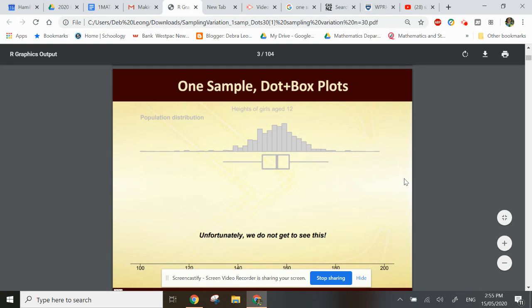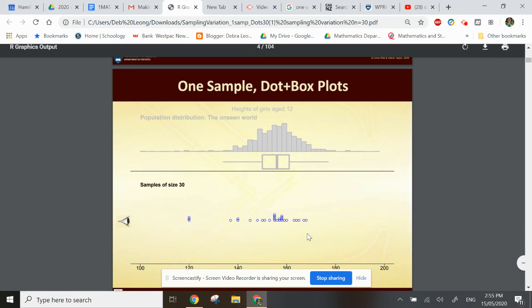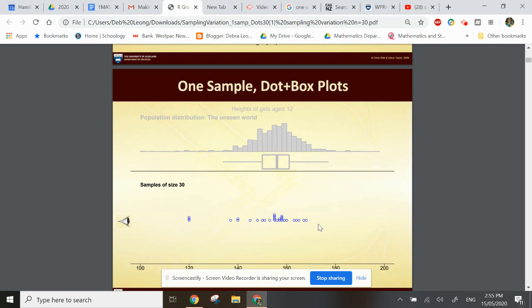When we take a sample, we don't know the population, and we might get a sample like this. This sample of 30 has been taken from this population, a random sample of 30. This is all you see generally when you take a sample, and it's the only sample you take, so this is all you ever see.